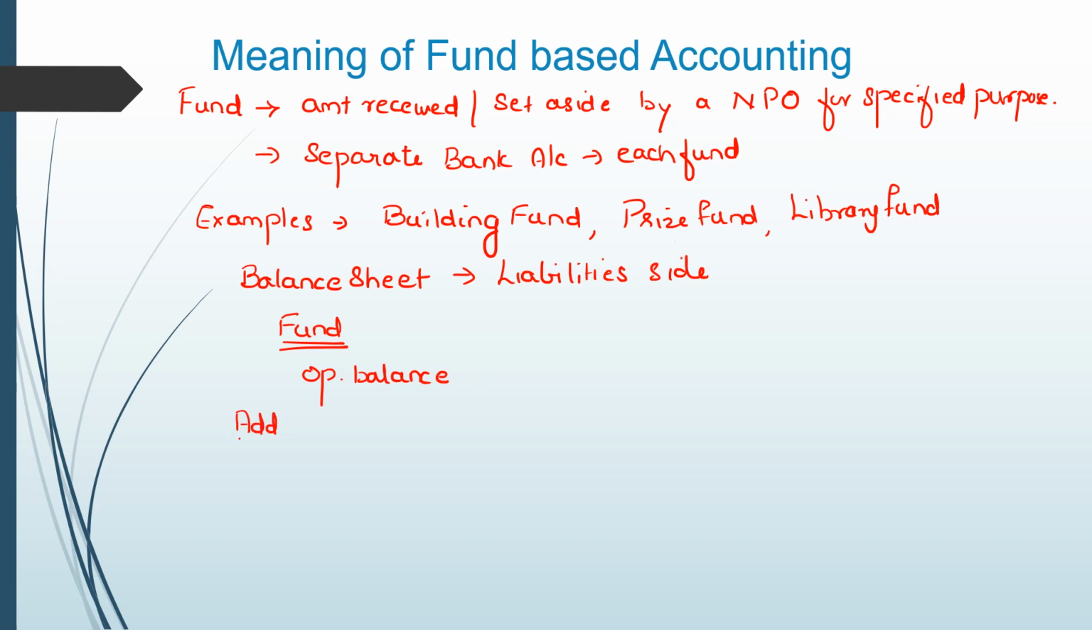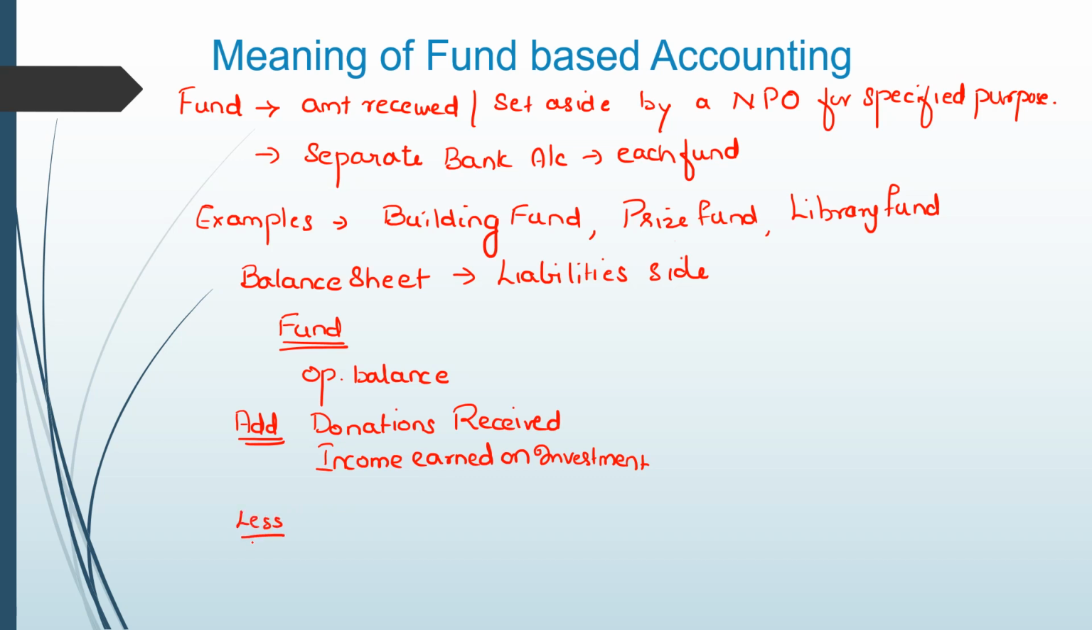Then, whatever amount is received towards that particular fund, like the donations received during the year for that specified fund purpose, like for building purpose, if a donation has been received from donors, then that would be added to this particular fund. If some of this fund was invested outside in some securities and income has been received, then the income earned on the investments made of this fund also would be added to this fund.